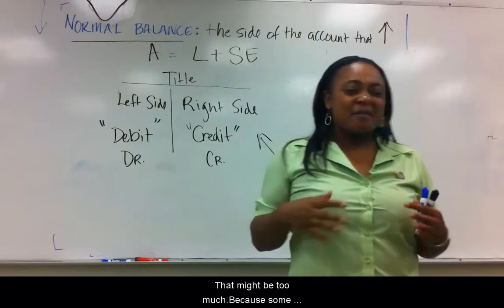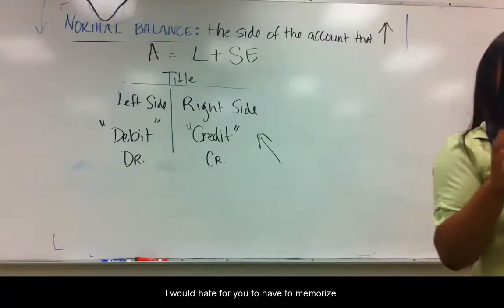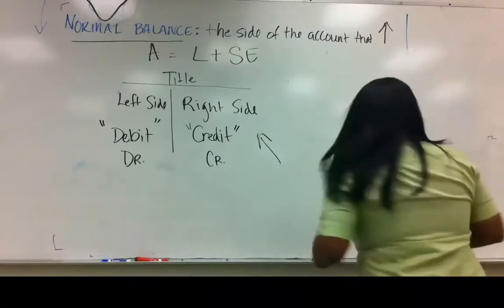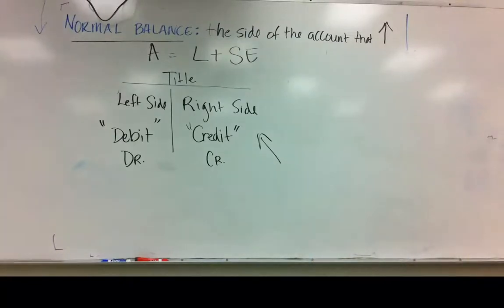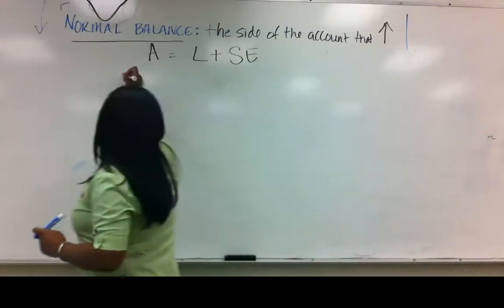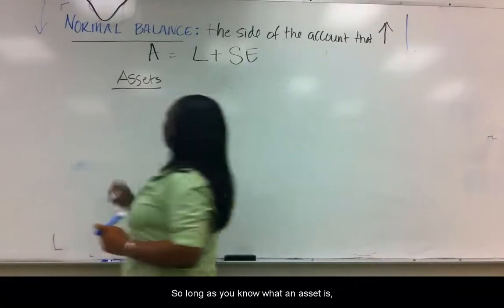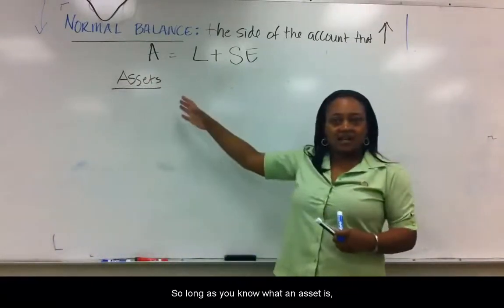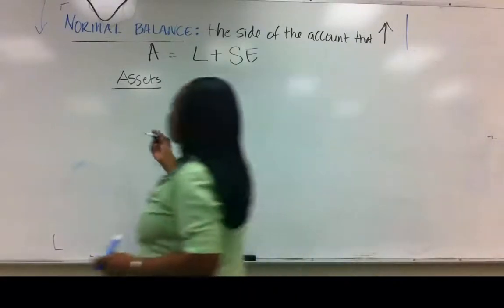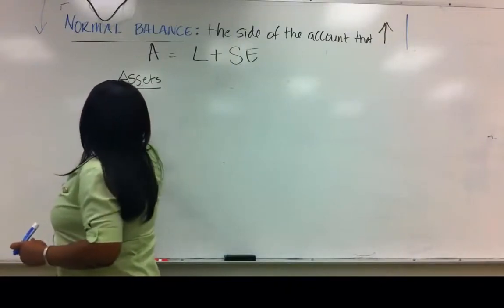Do you expect me to memorize every single normal balance for every account? No, not really. That might be too much because some companies have like 1,000 accounts, and I would hate for you to have to memorize. However, I can teach you some rules that will allow you to remember. A represents what? Assets. So as long as you know what an asset is, if an account happens to be an asset, you can assume that its normal balance is debit.